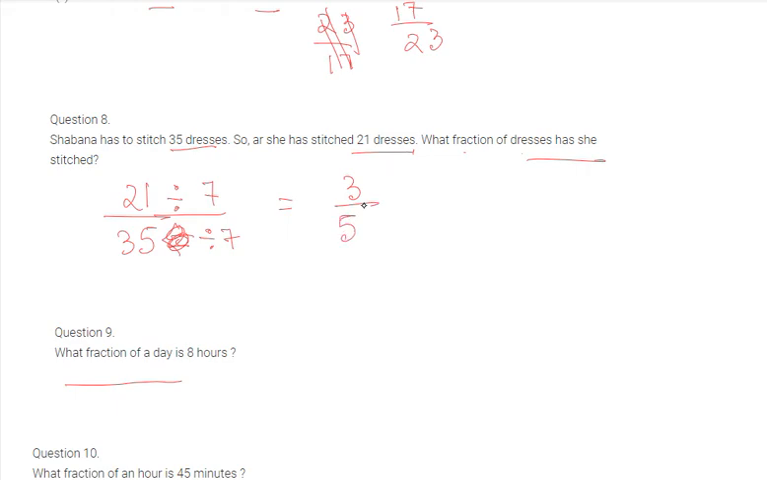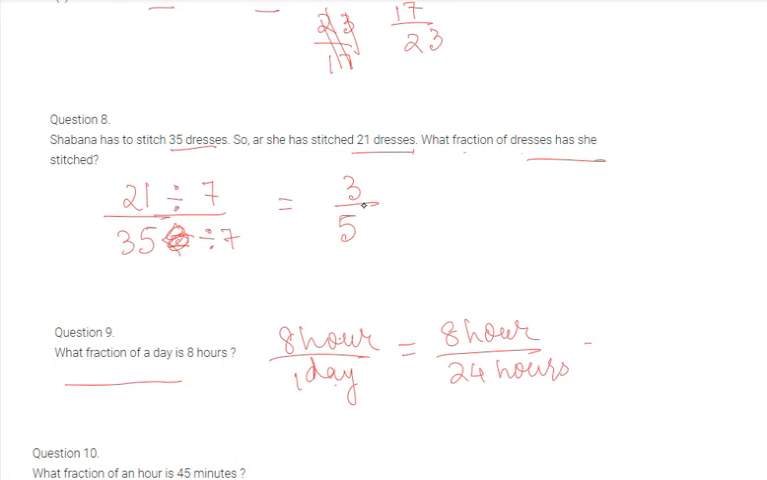Then what fraction of a day is 8 hours? So 8 hours out of 1 day. But I have to keep the units same. So how many hours in a day? We have 24 hours in a day. So 8 out of 24. Again, this 8 and 24 both are divisible by 8. So I can divide this by 8 and 24 also by 8. And I get the answer as 1 by 3.